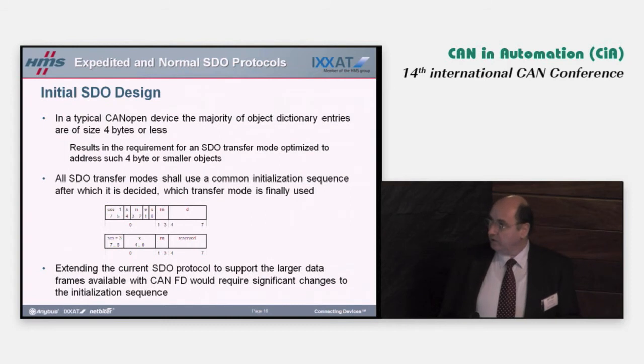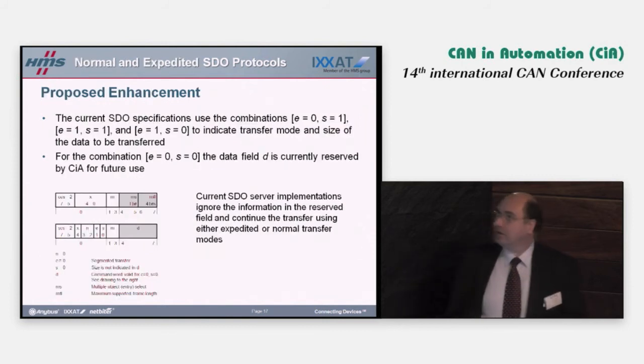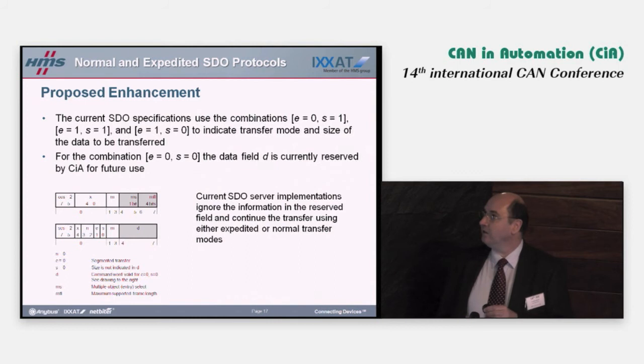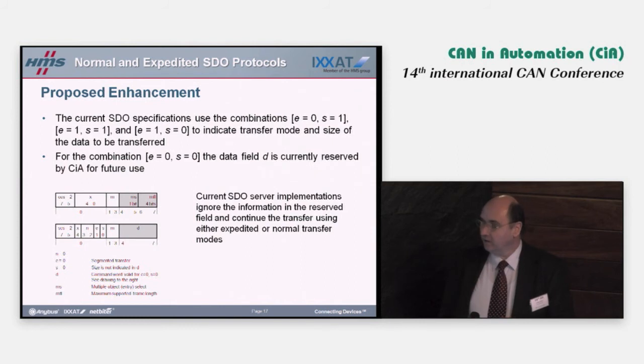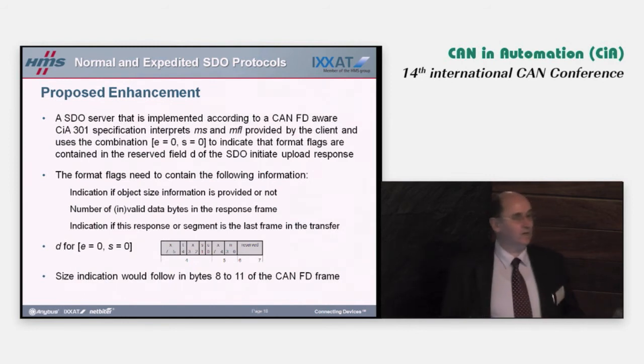And actually we will try to profit from these two bits here, E and S. The proposed enhancement is based on the currently three bit combinations: E0, expedited 0, size indicated; expedited 1, size indicated; and expedited 1, size not indicated. But for E and S equals 0, the data field here, which you've seen before, is reserved by CiA for future use. So we propose to use this data field now to indicate that we have a transfer that uses or possibly uses up to 64 bytes.